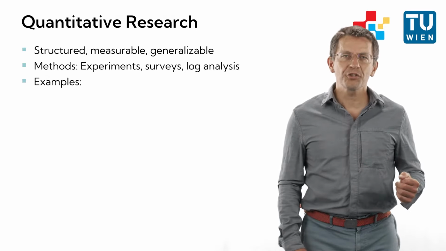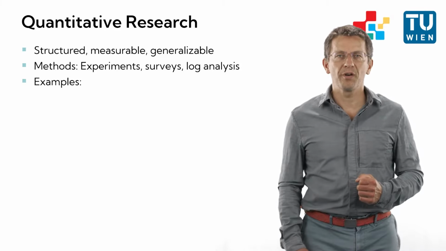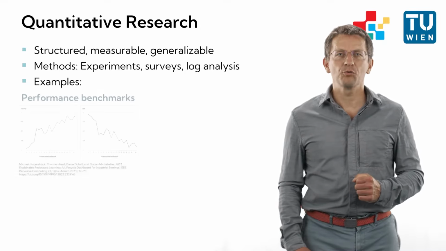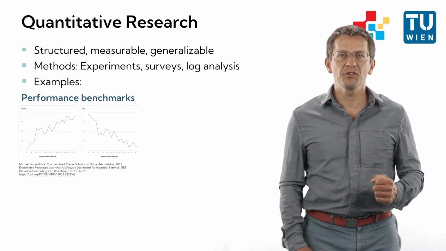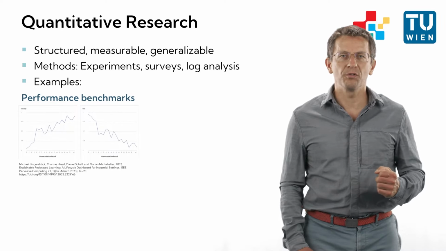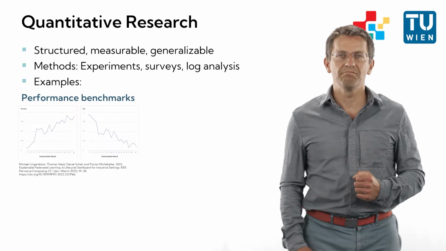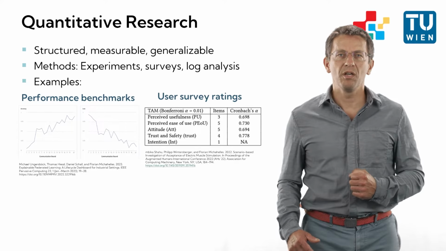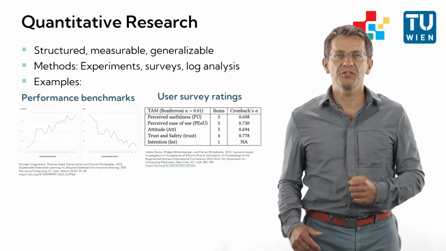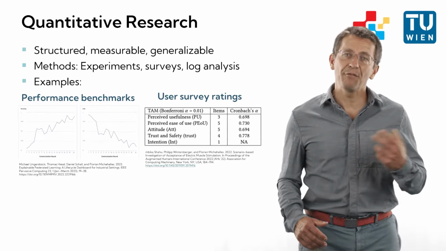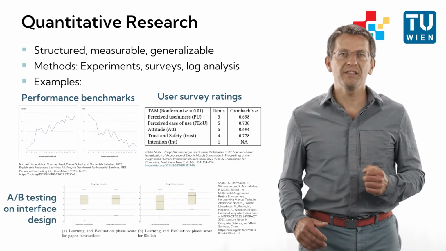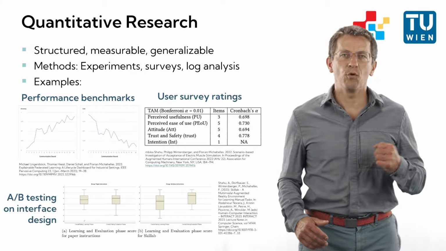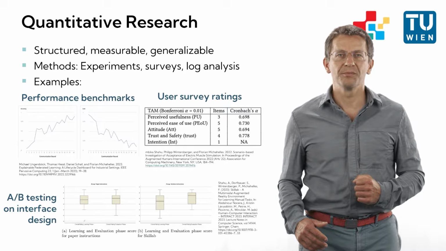Quantitative research is structured, measurable, and designed to produce generalizable results. Here you see three examples. Performance benchmarks use hard numbers, such as comparing algorithms by measuring execution time with throughput, allowing for objective comparison. User surveys follow established models like the technology acceptance model, collecting responses on scaled questions to enable statistical analysis. And finally, A/B testing, often used in interface design, allows you to compare two alternatives directly, for example, comparing voice instructions with augmented reality instructions.